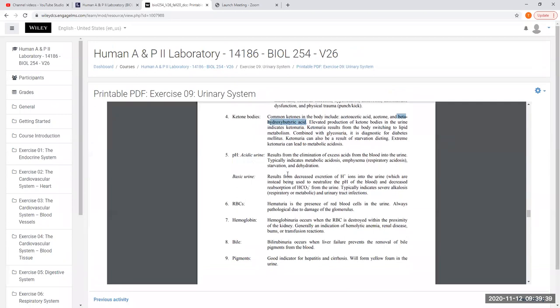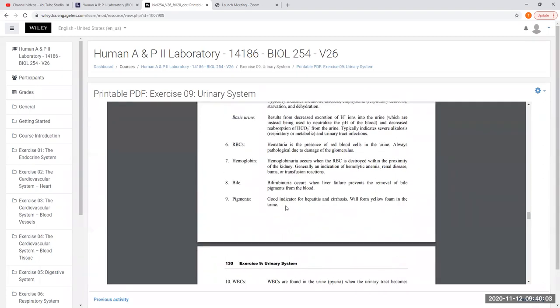I want you to read through the pH range. It talks about acidic and basic pH, sort of what I was mentioning earlier. You're not supposed to have red blood cells in your urine. If you do, that's called hematuria. That's a pathological problem with damage to the glomerulus. Same thing with hemoglobin. Not supposed to have that in the urine. That's called hemoglobinuria.